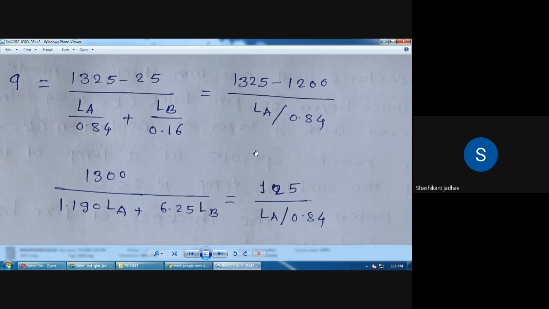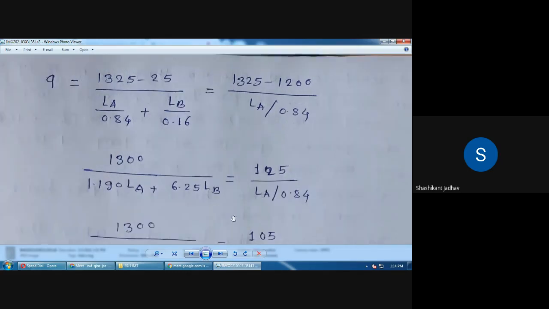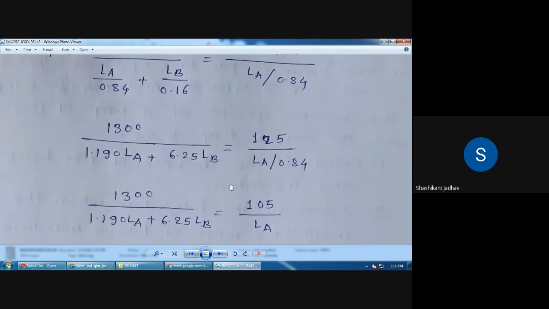1325 minus 25 is 1300. All of you solve this and tell me the answer for LA and LB. All of you do the calculation. Instead of LB, what value do we put? 0.32 minus LA. Put that value instead of LB. Then the only unknown is LA, so by solving this equation we get the value of LA.